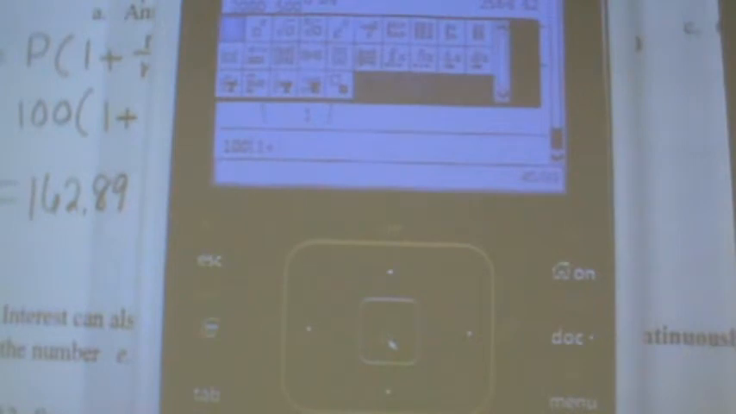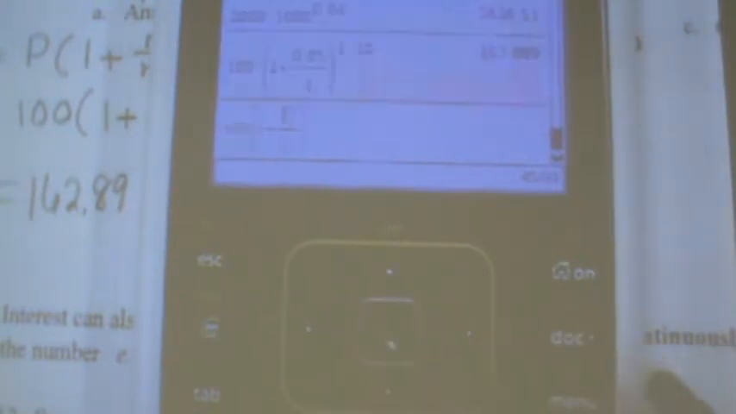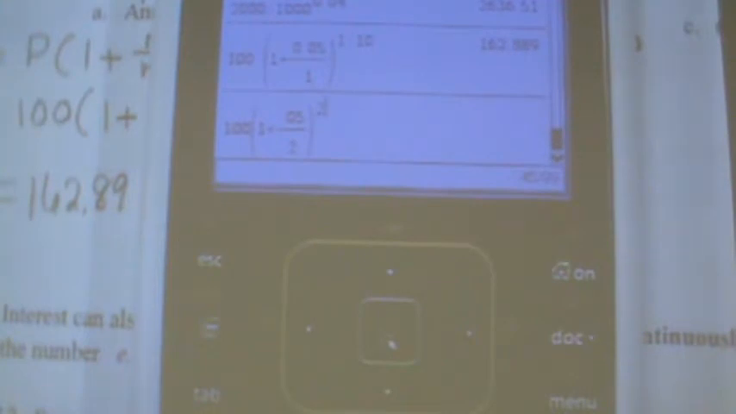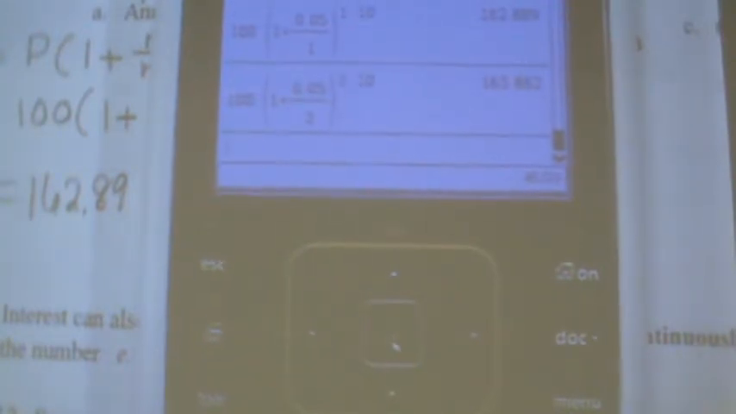So do this one, 100, parenthesis, 1 plus, do your fraction bar, 0.05 over twice a year, because it's semi-annually, and then raise it to the 2, n is 2 times 10 years, and hit enter. And tell me if you got $163.86. Anyone not get that? Did you get that, 163?